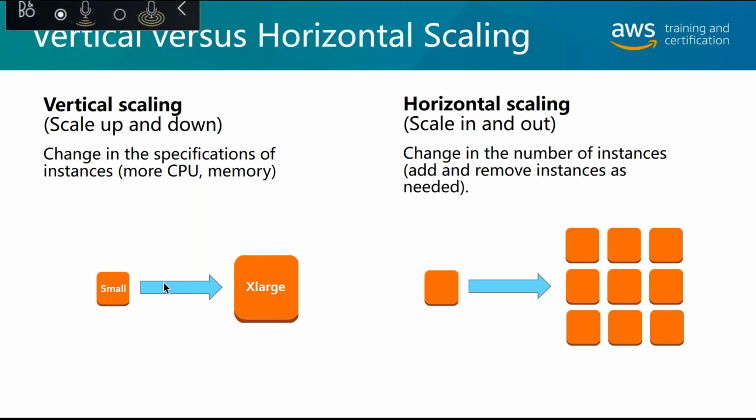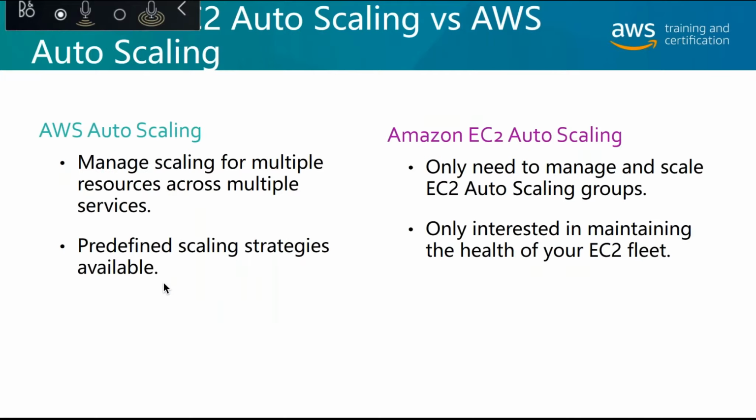Make sure you review. Vertical scaling means adding more CPU and memory, so going from a small instance type to an extra large. And then horizontal scaling is adding more resources, for example, adding more instances, and it's scaling in and out. The other one is scaling up and down.